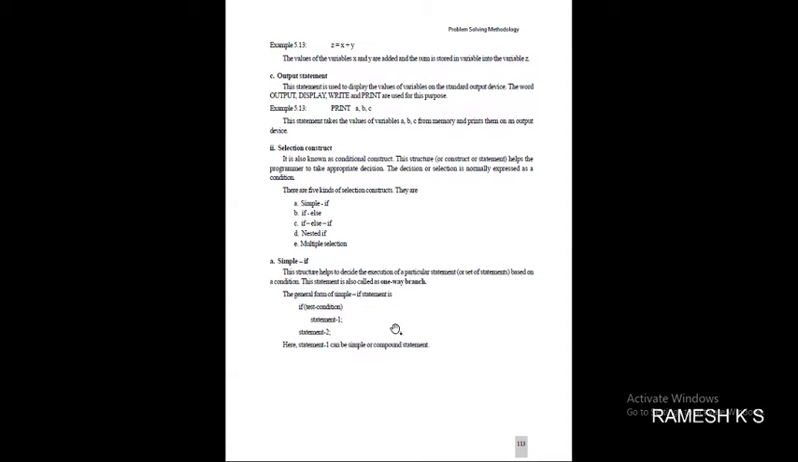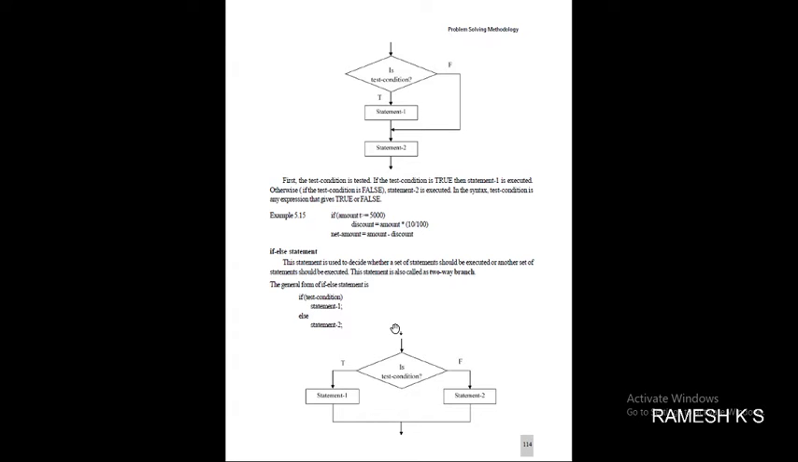So let us move on. You can understand it. If the test condition is true, statement 1 will be executed. If the test condition is false, statement 2 is executed. That is the explanation I have given here in the sentence. First, the test condition is tested. If the test condition is true, statement 1 will be executed. Otherwise, statement 2 will be executed.